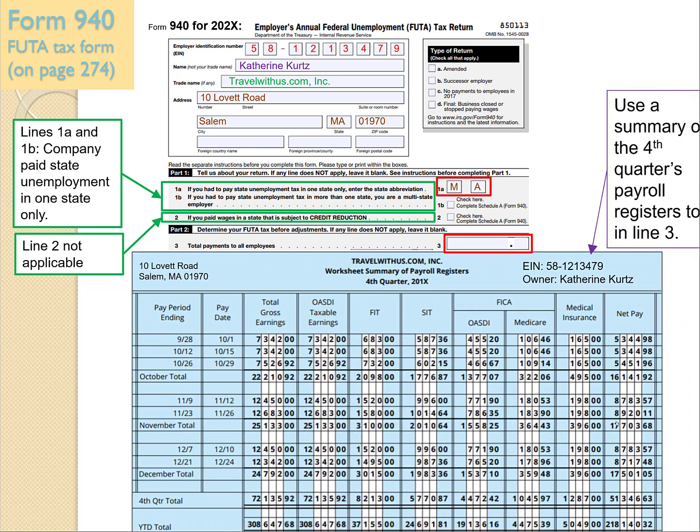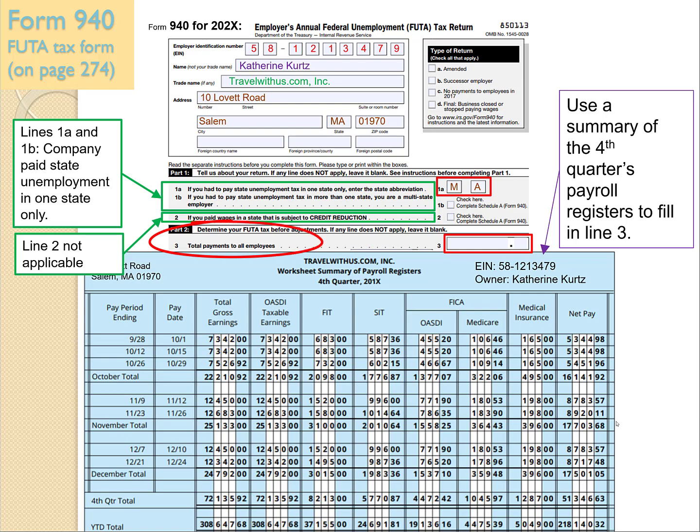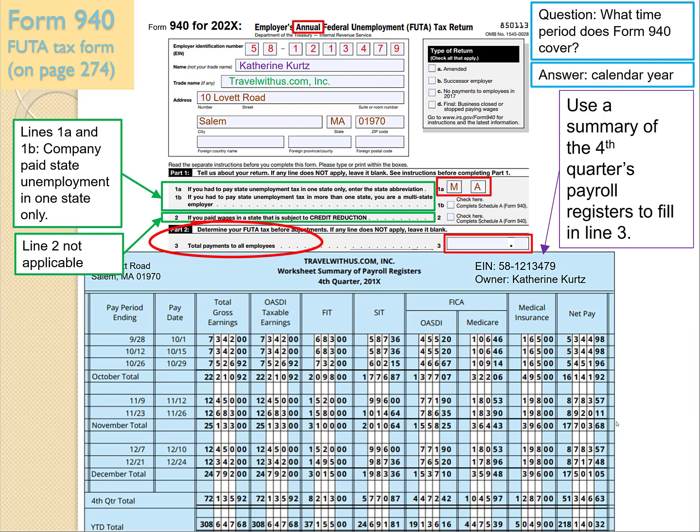So line 3, total payments to all employees. We're going to use the summary of the fourth quarter's payroll registers to fill in line 3. What number do you think we're going to use for total payment to all employees? My hint to you is a question. What time period does the Form 940 cover? Well, it's called Employer's Annual Federal Unemployment Tax Return. So this is an annual form. It's the calendar year.